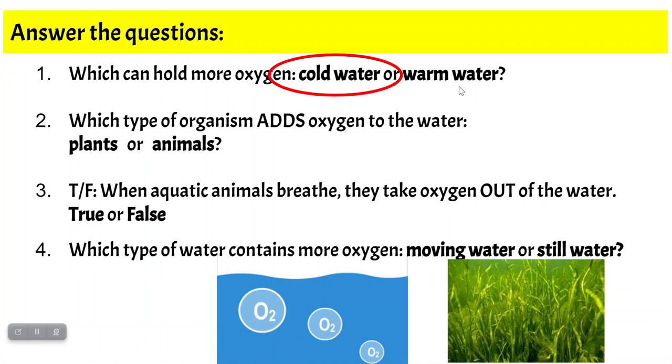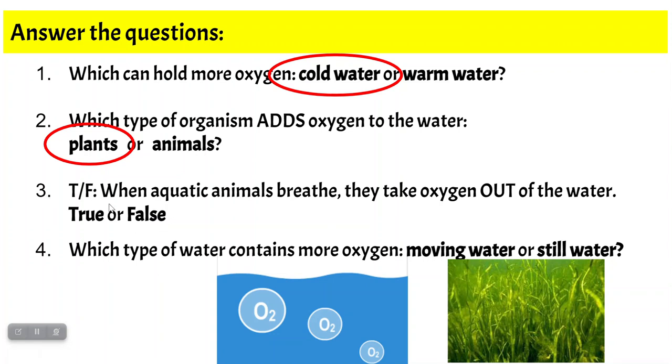Which type of organism adds oxygen to the water? How do we increase oxygen? That's going to be increasing the dissolved oxygen, of course. Are we adding plants or animals to do that? Well, plants go through photosynthesis. They give us oxygen. Animals would actually decrease the oxygen in the water because they're using the oxygen, breathing that in, and giving out carbon dioxide.